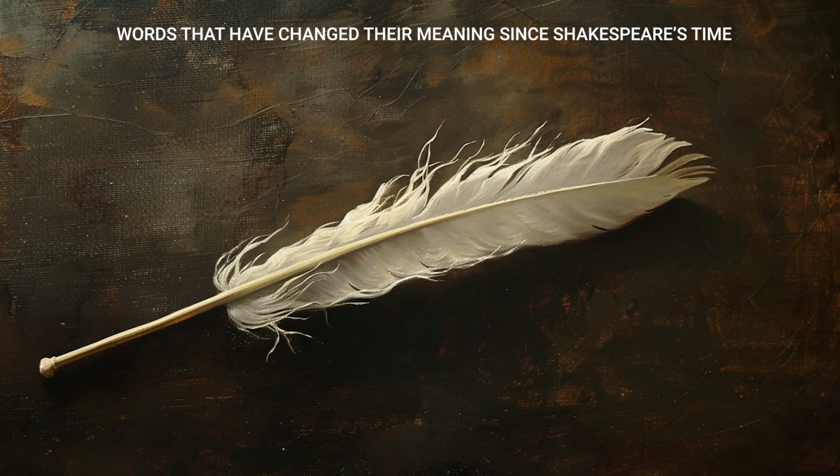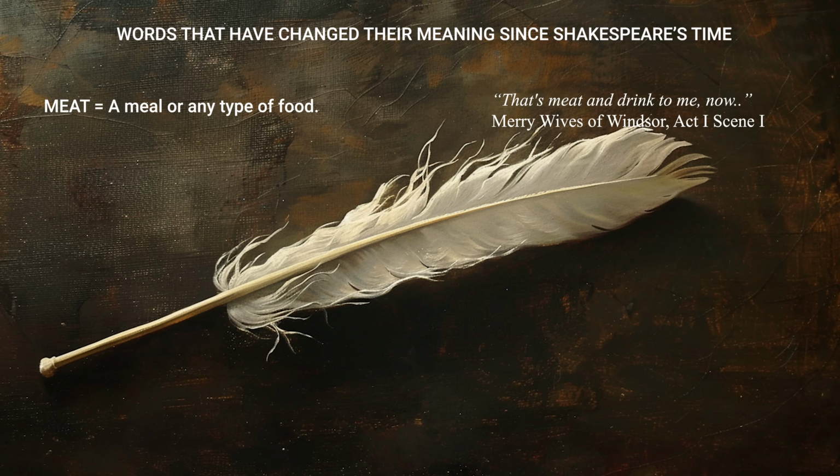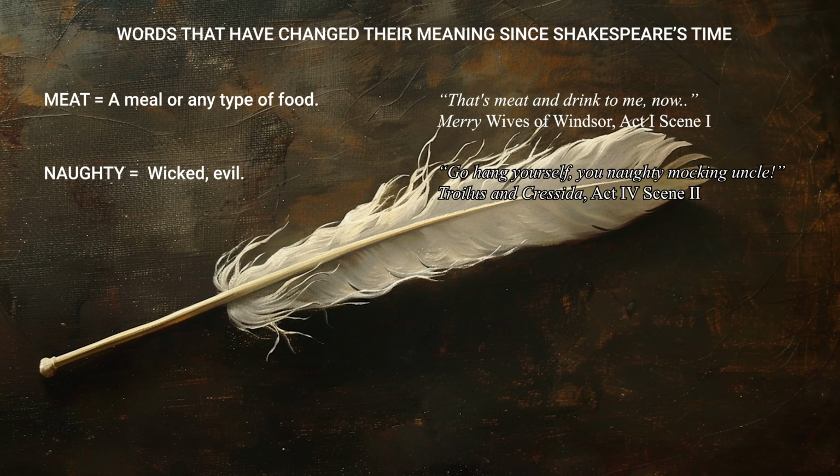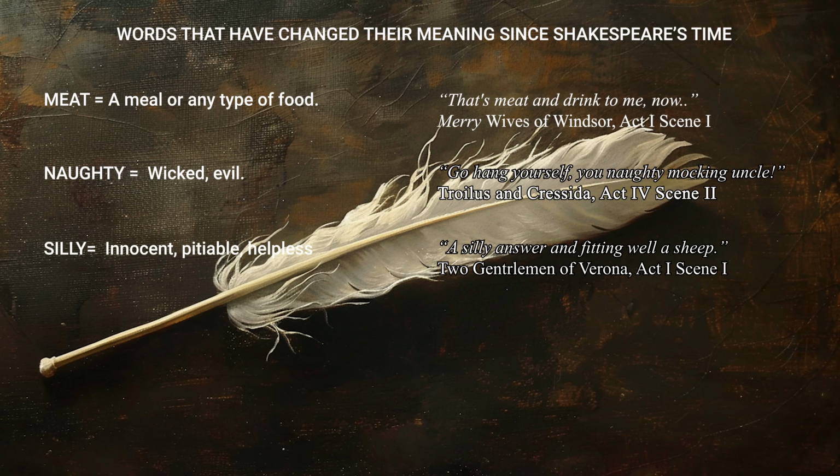And a few words by Shakespeare now carry a different meaning. So, for example, meat could be a meal or any type of food. That's meat and drink to me now. Naughty meant wicked and evil. Go hang yourself, you naughty, mocking uncle. Silly, in Shakespeare's time, meant innocent, pitiable, or helpless. A silly answer, and fitting well a sheep.